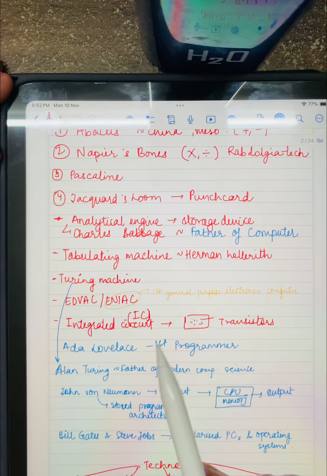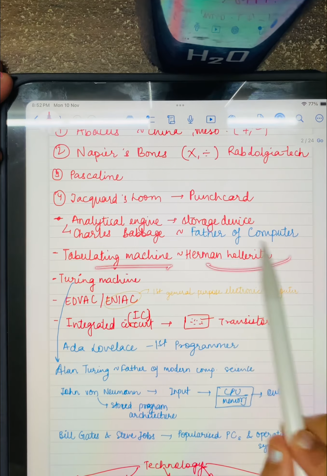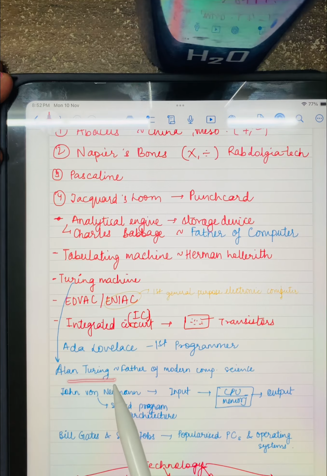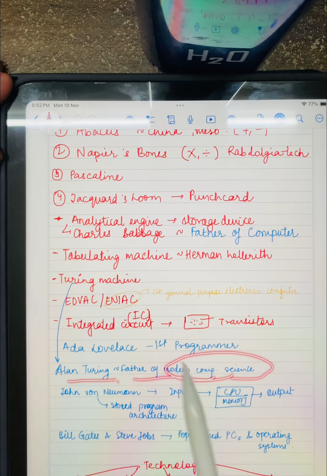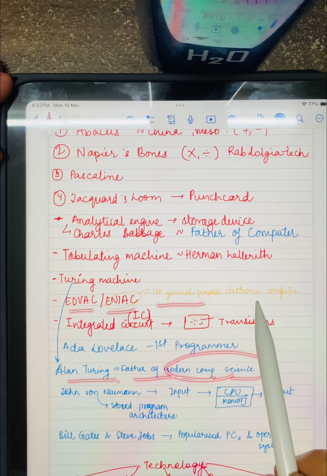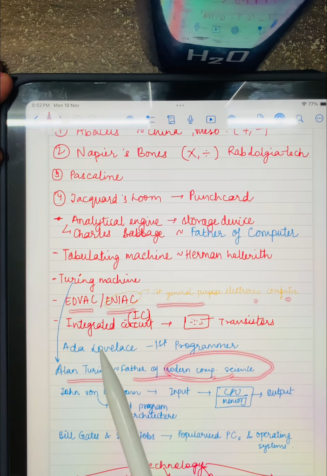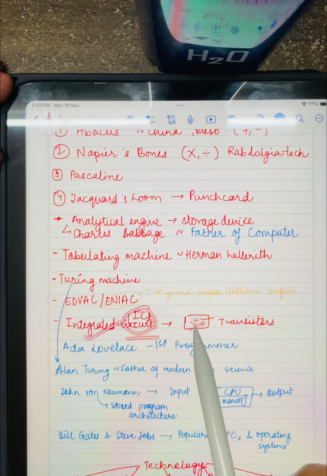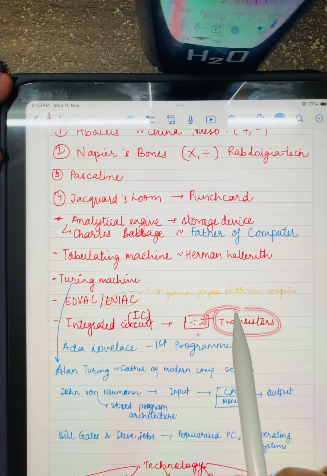So where were we? Yeah, tabulating machine by Hermann Hollerith. Turing machine made by Alan Turing, the father of modern computer science. EDVAC and ENIAC, the first general purpose electronic computers. And then comes the integrated circuit, that is IC. The combination of integrated circuits is called transistors.